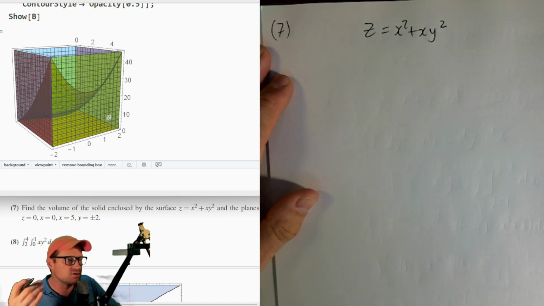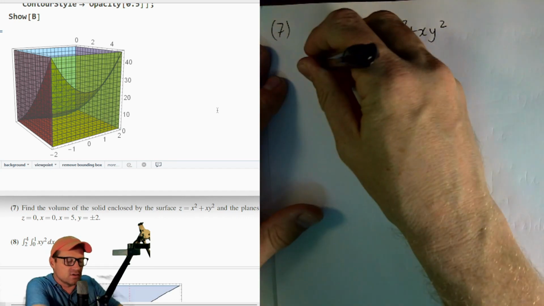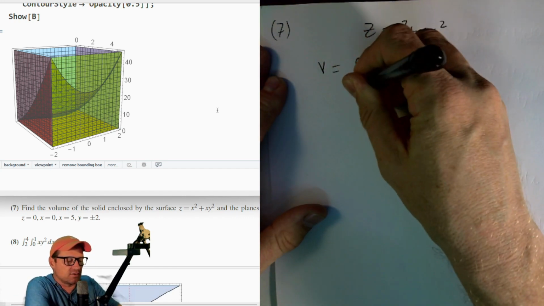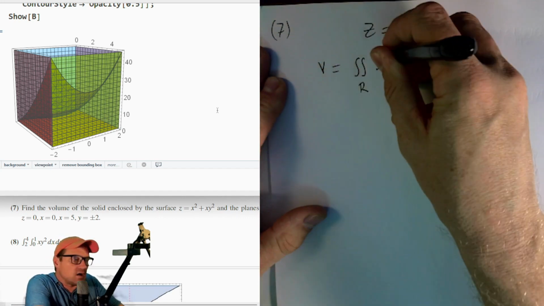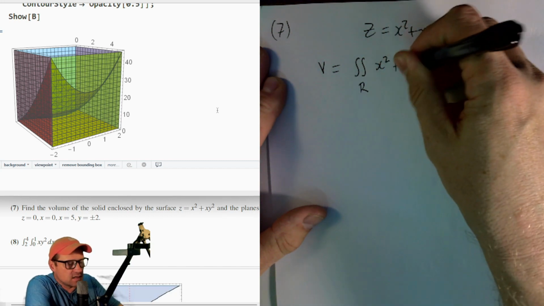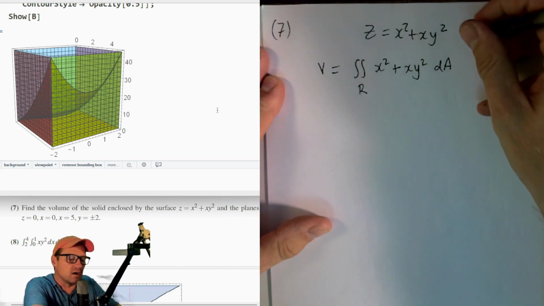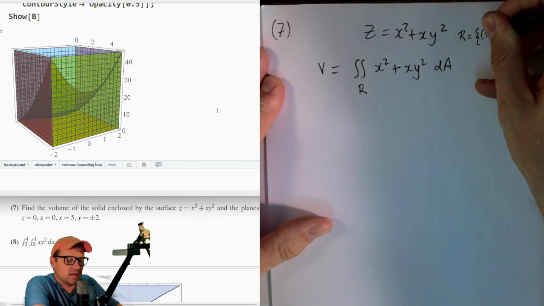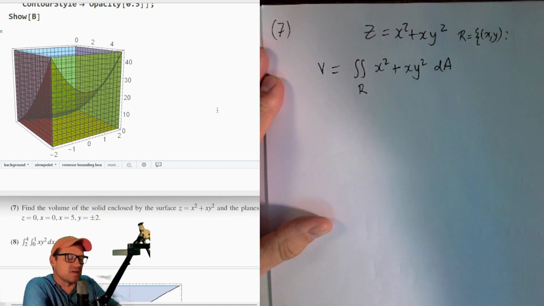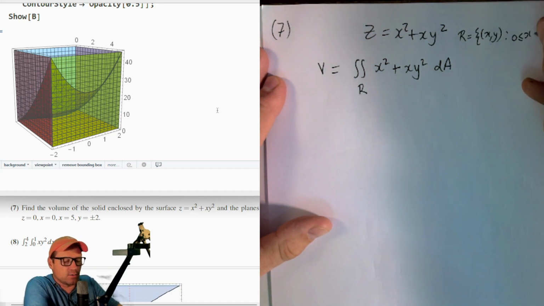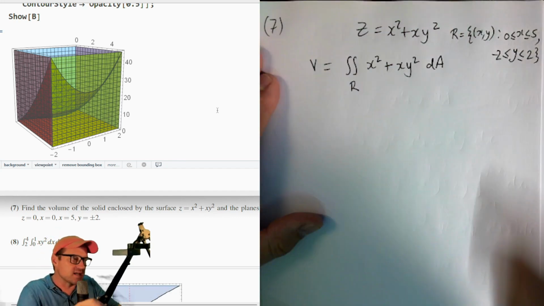All right, so we need to set up an integral. So that volume is double integral over the region R of x squared plus x y squared dA. Now the region R is the set of all x, y, such that x is greater or equal to 0 but less than or equal to 5, and y is greater or equal to minus 2, less than or equal to 2. And so that is a rectangular region.